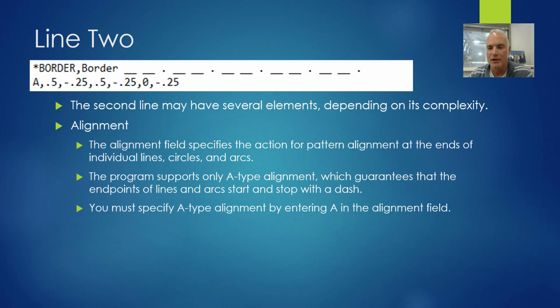AutoCAD only supports alignment code A, which guarantees that the endpoints of the lines and arcs start and stop with a dash, not with a pen up segment. You have to specify the A-type alignment by entering A in the alignment field. So it's just A and then a comma.